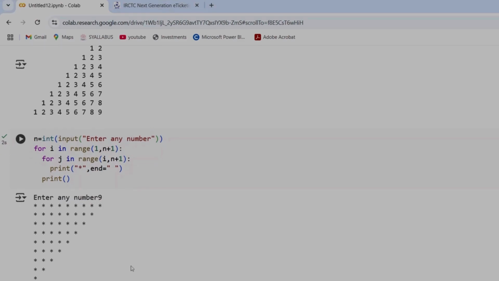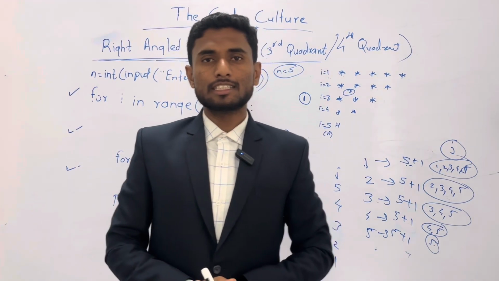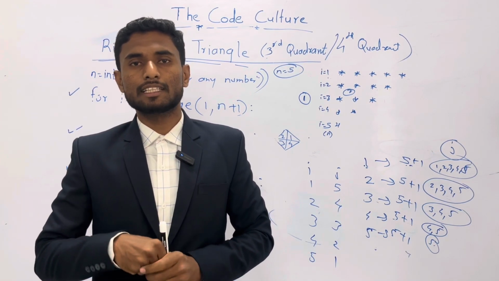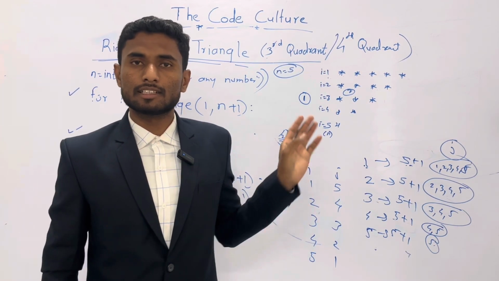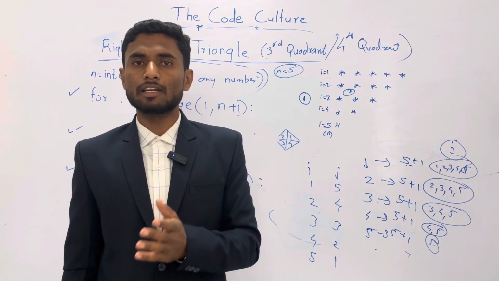So similarly third and fourth quadrant are similar, we just have to remove the spaces from the third quadrant to get the fourth quadrant. So this is all about third and fourth quadrant. So this is all about all the four quadrants. In the last two lectures we have seen the first quadrant and second quadrant. In this lecture we saw how to print the third quadrant as well as the fourth quadrant.